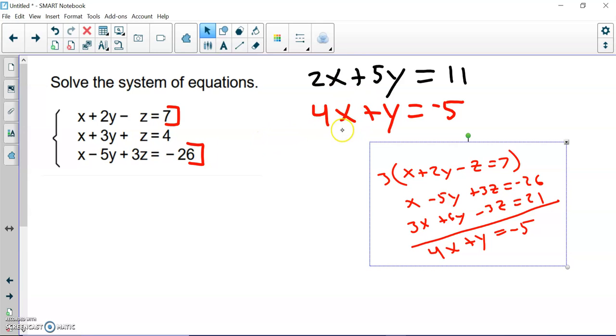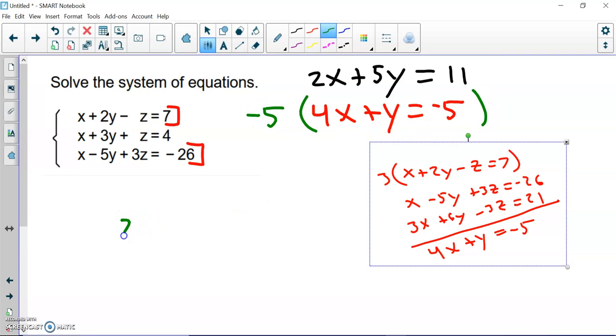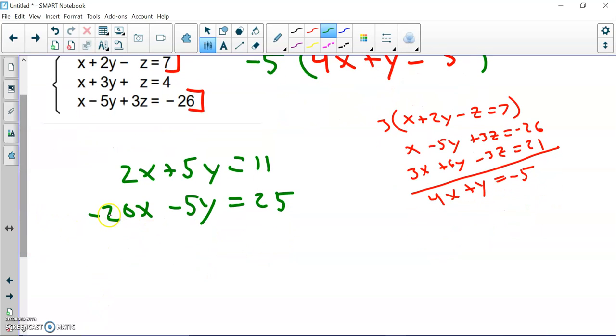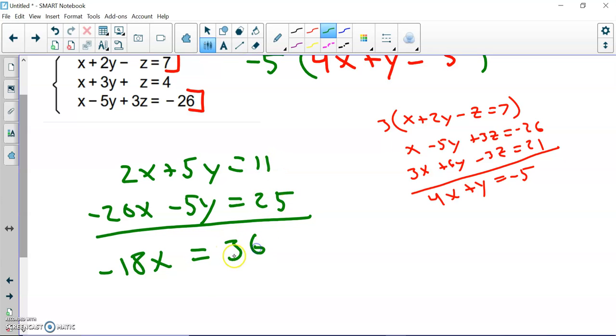And we can eliminate x's or y's. I think I want to focus on the y values because all I have to do is multiply the bottom by negative 5, right? I get the top equation 2x plus 5y equals 11. The bottom equation, if I multiply it by negative 5, I get negative 20x minus 5y equals positive 25. And then when we add them up, I get negative 18x, the y's cancel, equals 36, 11 plus 25. So if we divide here, x equals negative 2.